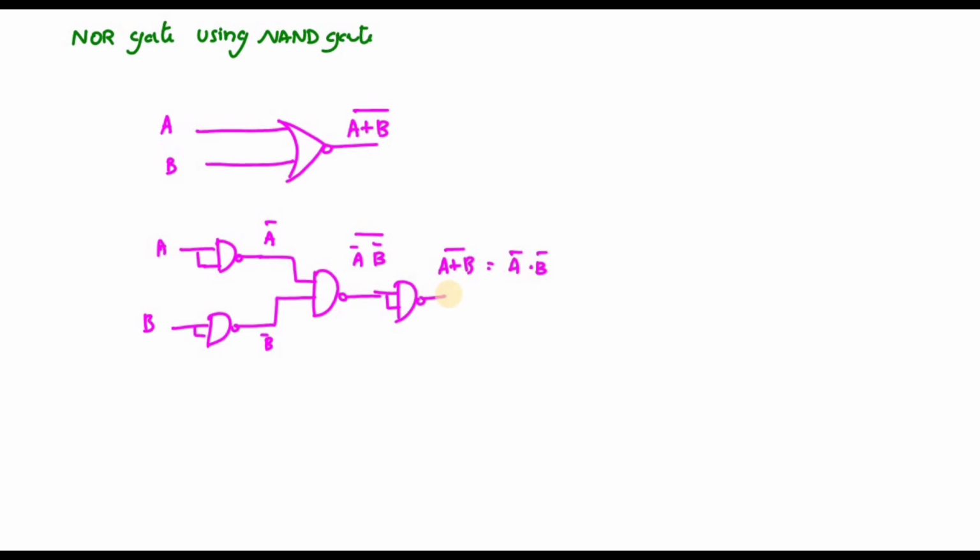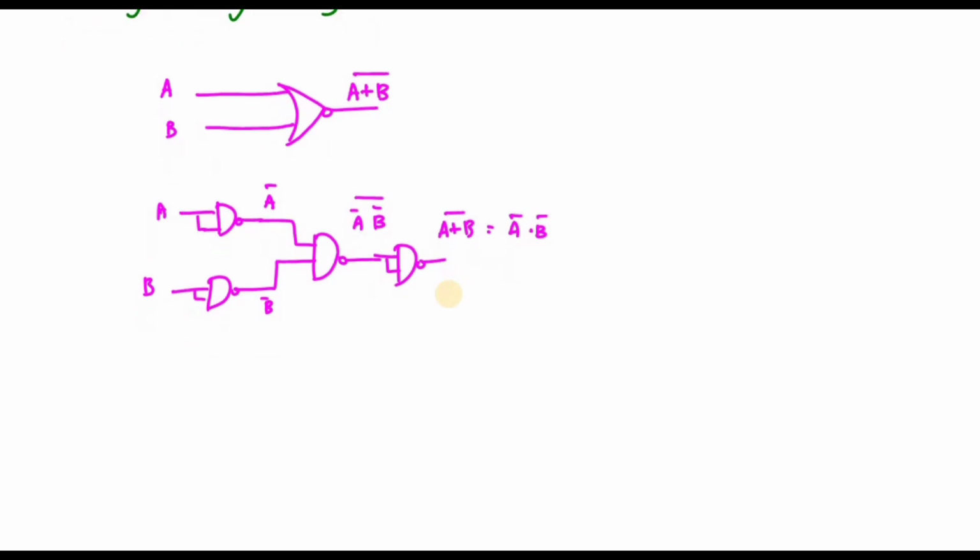So likewise, you can do it for NOT gate also. Even you can implement any gate with the help of NOR gate, since the NOR gate also is called a universal gate. Suppose they ask to implement AB plus C using NOR gate. So how to implement this?